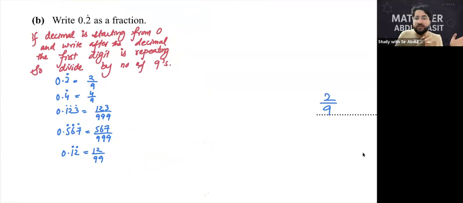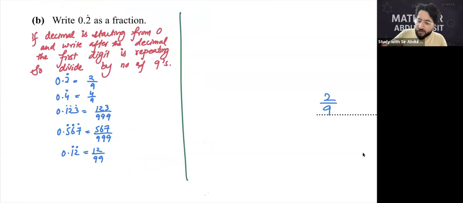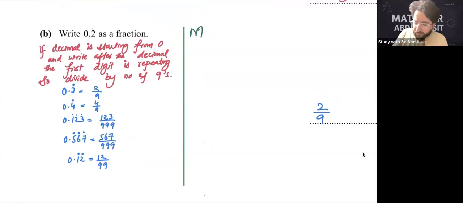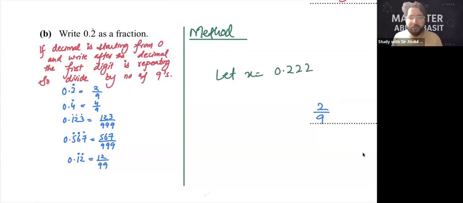आप लोगों ने जो स्कूल में तरीका सीखा ना, let x is equal to 0.2 recurring, देखो मैं आपको वो मेथड भी करवा देता हूँ ताकि आप लोग ये चीज़ रिकॉल हो जाए, क्योंकि अगले क्वेश्चन में मैं डायरेक्ट मेथड एक्सप्लेन नहीं करूंगा, मैं डायरेक्ट जाऊंगा फिर, ठीक है। So first of all write this: let x is equal to 0.222, as 2 is repeating, as one digit is repeating.